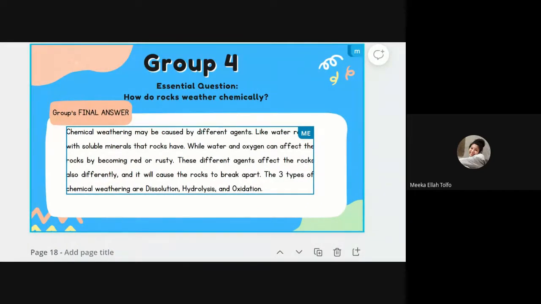So the essential question is how do rocks weather chemically? So our group's final answer is chemical weathering may be caused by different agents, water or oxygen, with soluble minerals that rocks have, while water and oxygen can affect the rocks by becoming red or rusty. And these different agents affect the rocks also differently based on what type of chemical weathering it is. And it will cause the rocks to break apart. And I repeat, the three types of chemical weathering are dissolution, hydrolysis, and oxidation. That's all po.